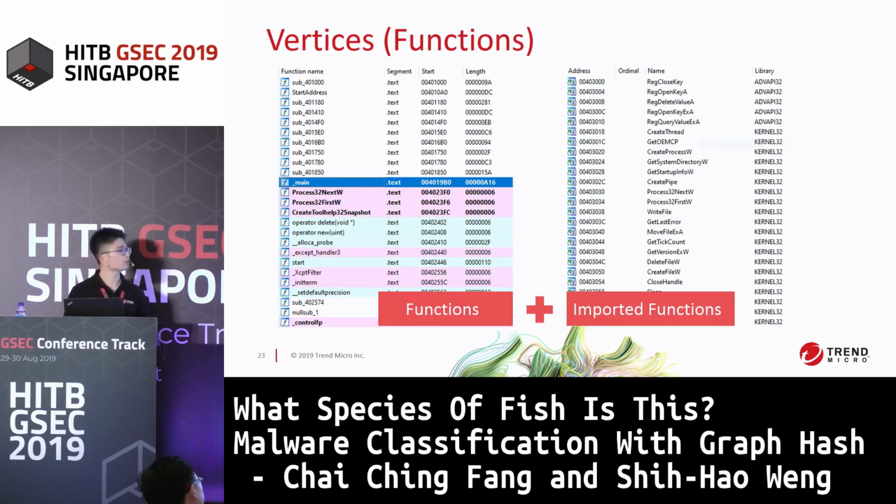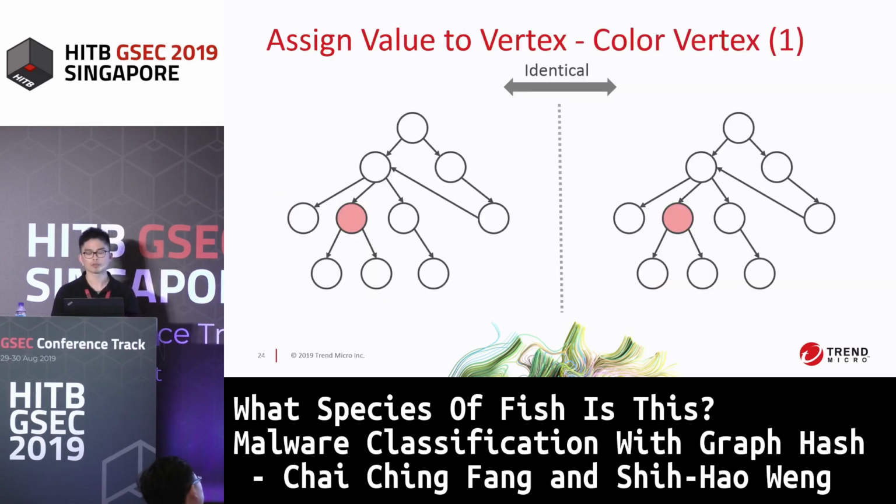Okay, first, let's look at vertices. From the IDA Pro point of view, a set of vertices includes every function that could be recognized, and the imported functions from a dynamic link library. So, after getting a set of vertices, we want to assign a value to a vertex.